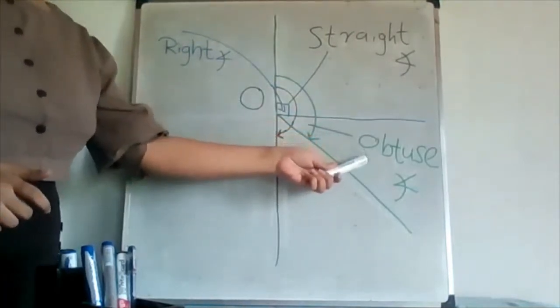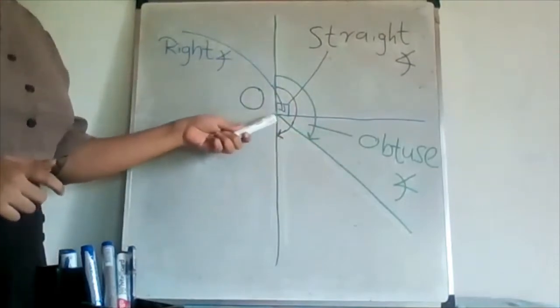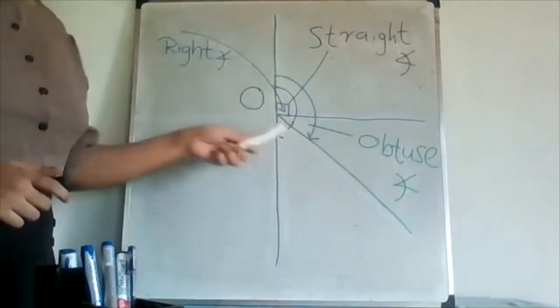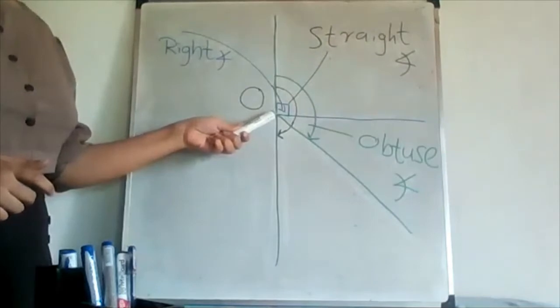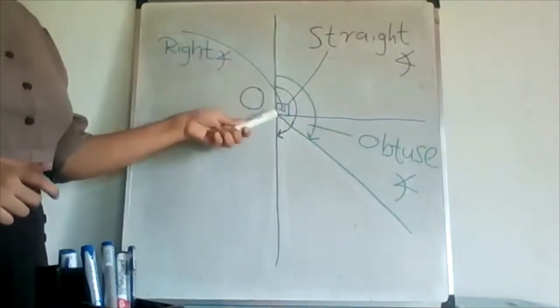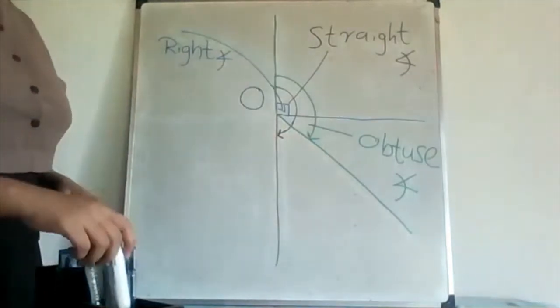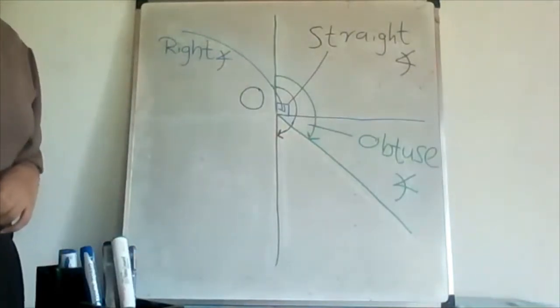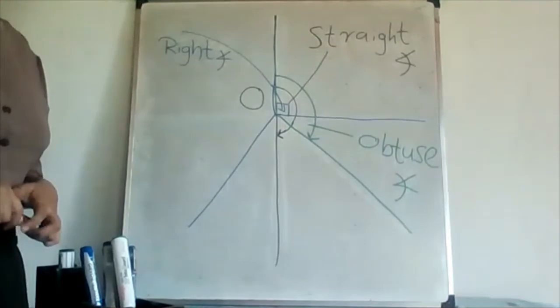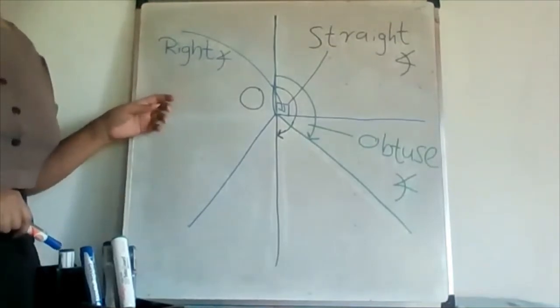an obtuse angle. So in this obtuse angle, this O point is the vertex, and this is the first arm, and the next arm is this. So that's all about the obtuse angle. Okay, so then let's move on to the next type of angle.